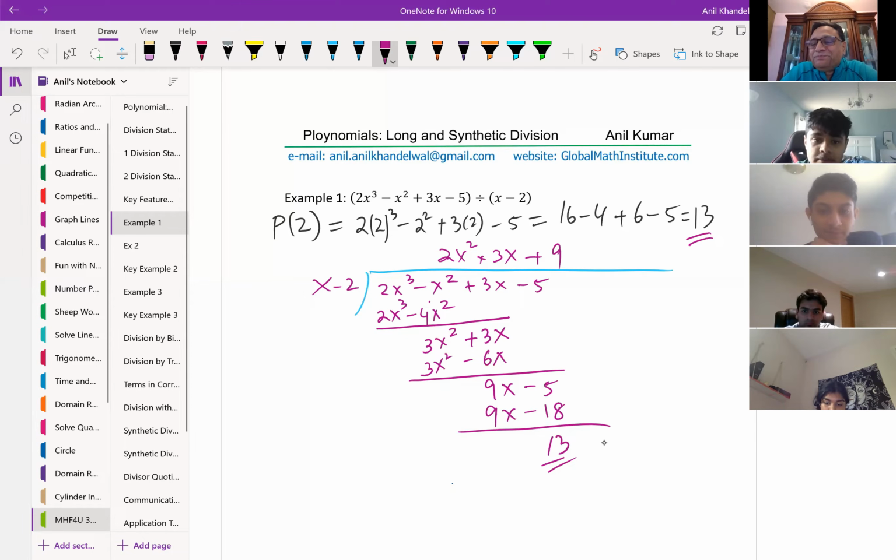I don't get the first step. Why did you substitute 2, like p of 2 equals 2? I didn't really understand that. I understand the long division part, but how do you do the first step? What do you substitute?